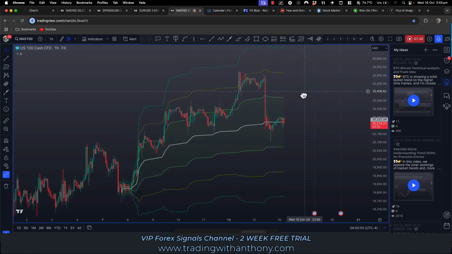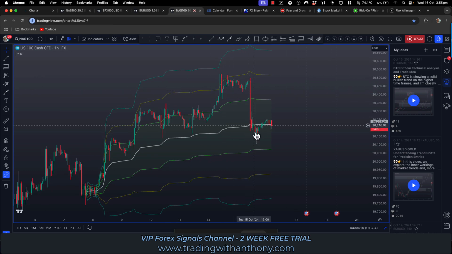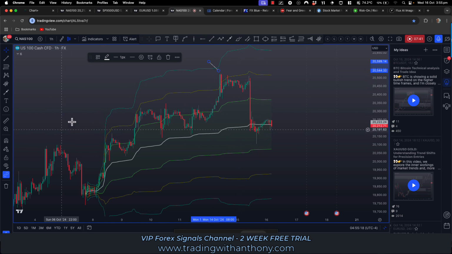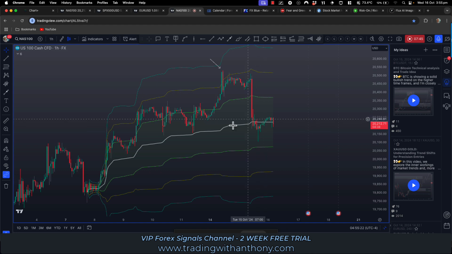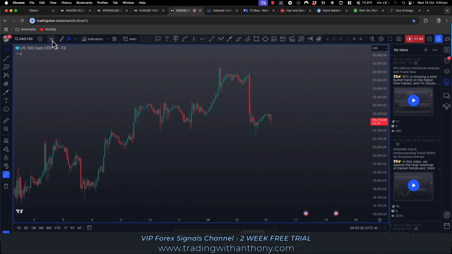That'll do. Okay, so we're getting a pullback into the mean here. All right, so it traded out, deep pullback. See, every time we see this heading towards this third deviation, expect a deep pullback. So how do you get involved with this? Well, I'm going to be looking at the lower time frame.